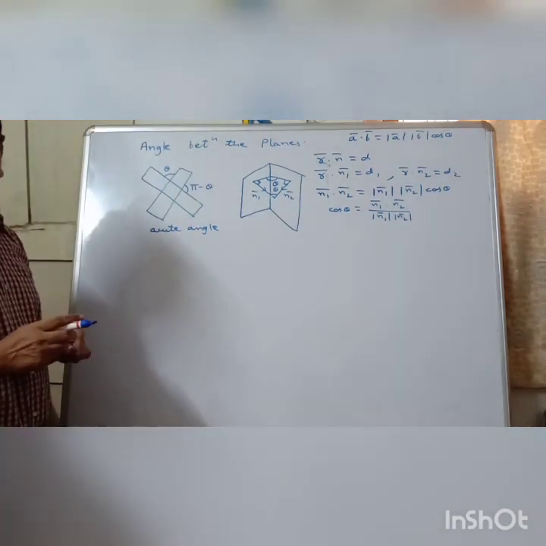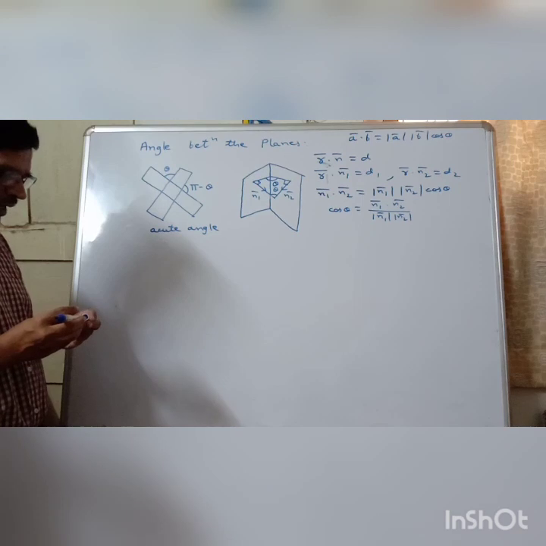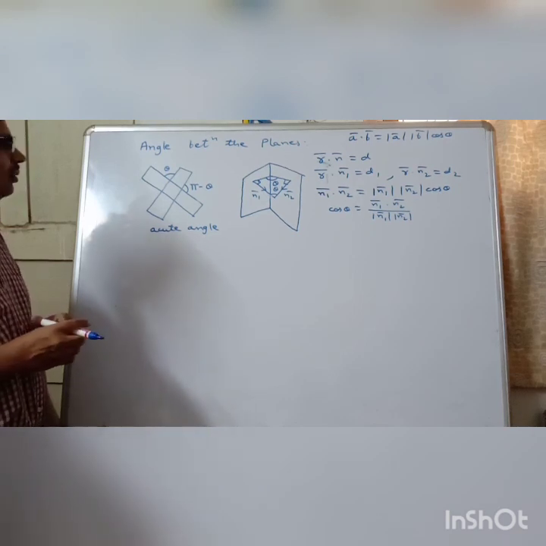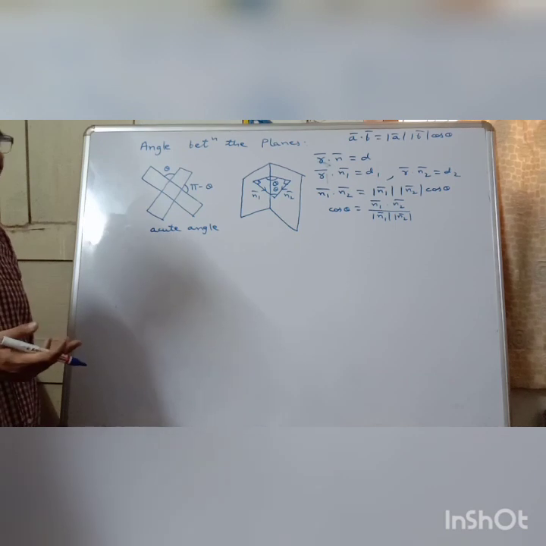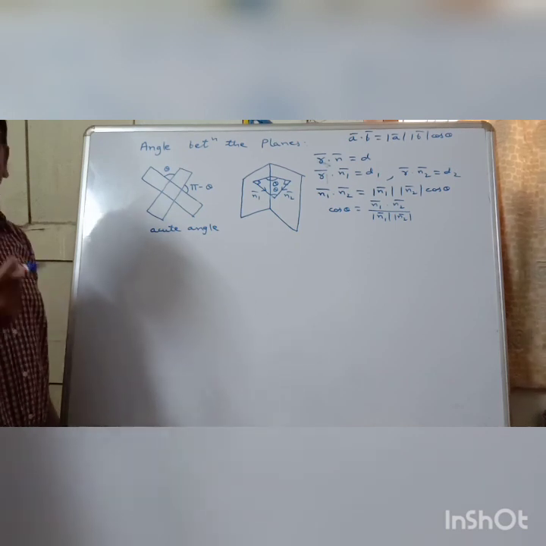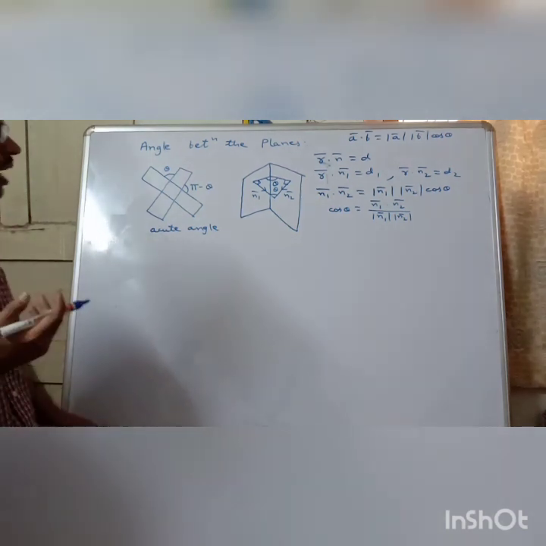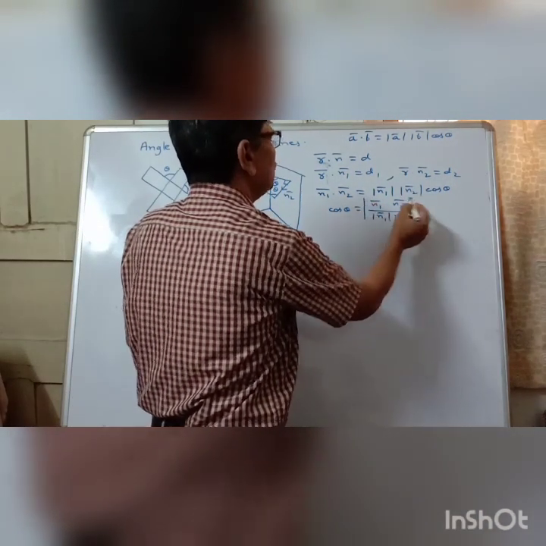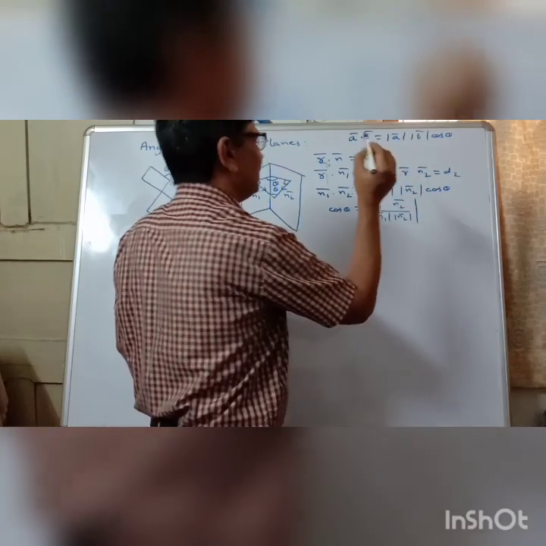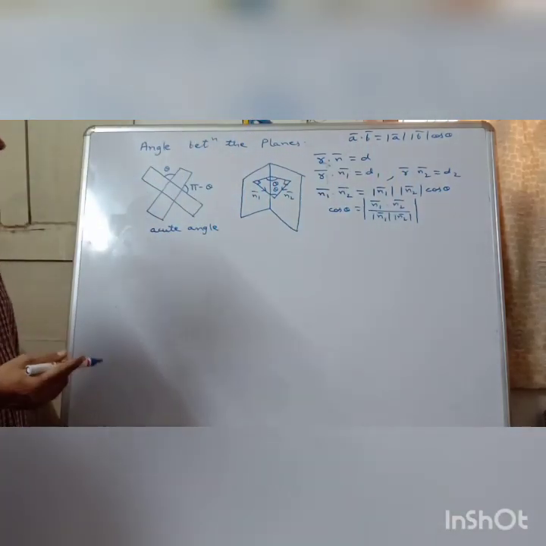Angle between two planes is an acute angle, which means it is between 0 and 90 degrees, in the first quadrant. In the first quadrant, all the trigonometric ratios are positive. So cos theta is also positive. So we shall write this expression in mod sign.